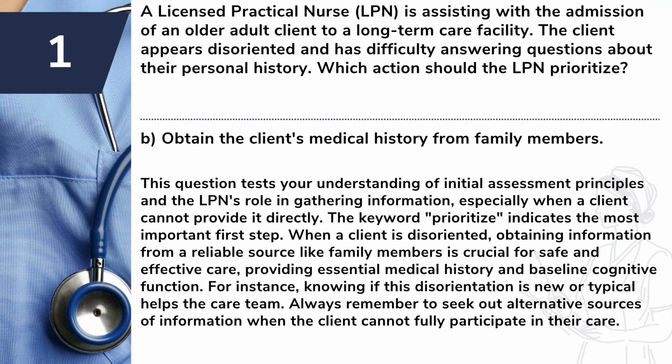When a client is disoriented, obtaining information from a reliable source like family members is crucial for safe and effective care, providing essential medical history and baseline cognitive function. For instance, knowing if this disorientation is new or typical helps the care team. Always remember to seek out alternative sources of information when the client cannot fully participate in their care.